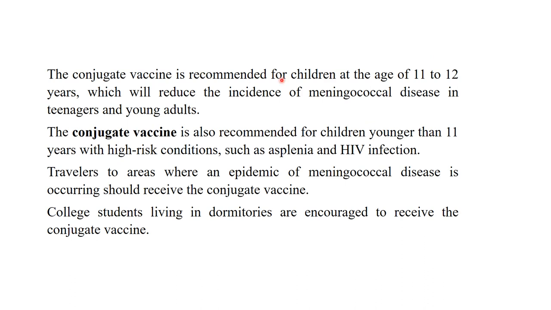The conjugated vaccine is recommended for children at the age of 11 to 12 years, which will reduce the incidence of meningococcal disease in teenagers and young adults. The conjugate vaccine is also recommended for children younger than 11 years with high-risk conditions such as asplenia and HIV infection. Travelers to areas where an epidemic of meningococcal disease is occurring should receive the conjugate vaccine. College students living in dormitories are encouraged to receive the conjugate vaccine.